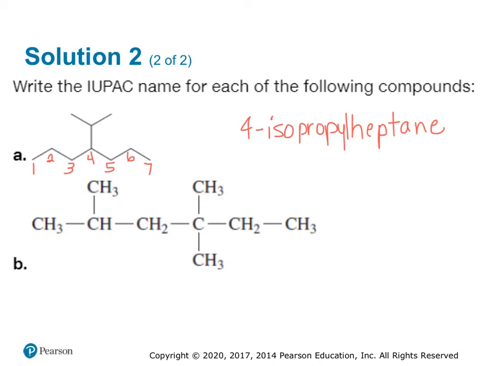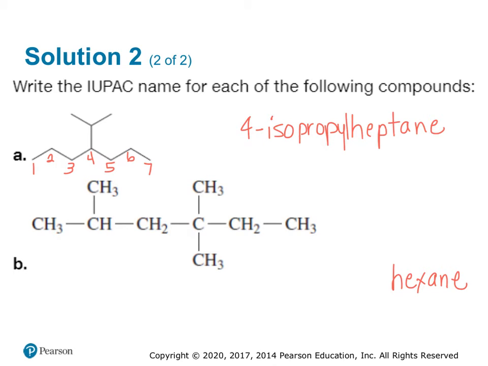Looking at the next one, I'm going to start here, carbon 1, 2, 3, 4, 5, 6 is my longest chain. I could count this 1, 2, 3, 4, 5, 6. That's 6. 1, 2, 3, 4. That's only 5. So 6 looks like to be my longest chain. So the parent chain is going to be hexane.